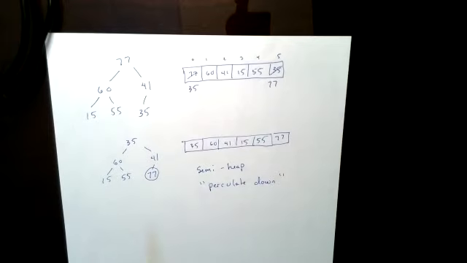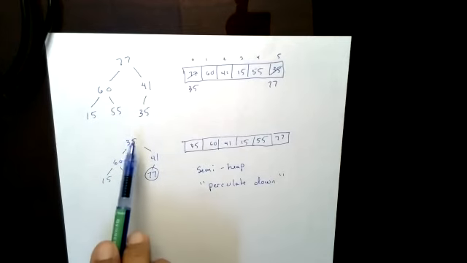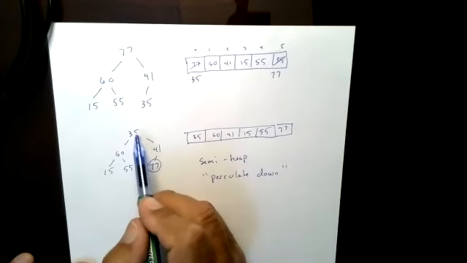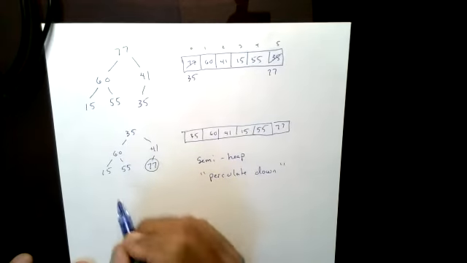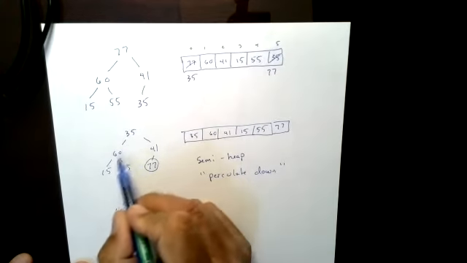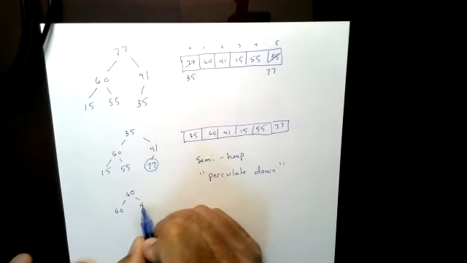Now, I know that to make this a heap again, what number needs to end up here? What's the new largest number in my semi-heap? 60. Yeah. So I'm going to percolate this down. I'm going to move 35 down and swap spots with 60. So I'm swapping it with the greatest one.